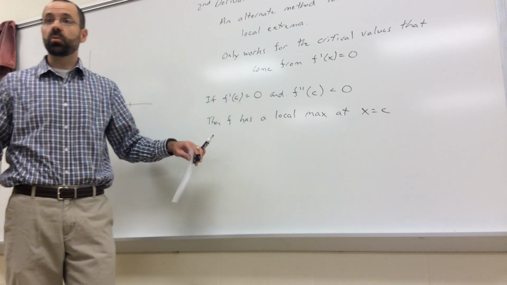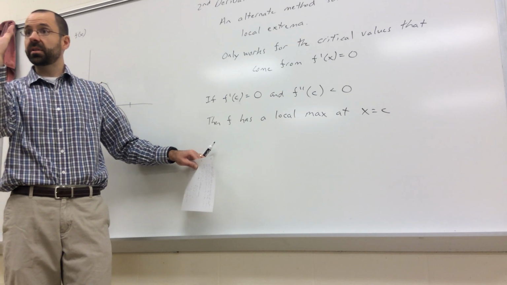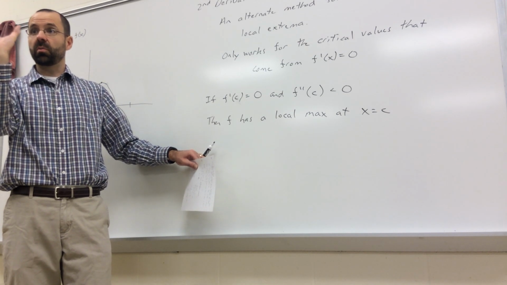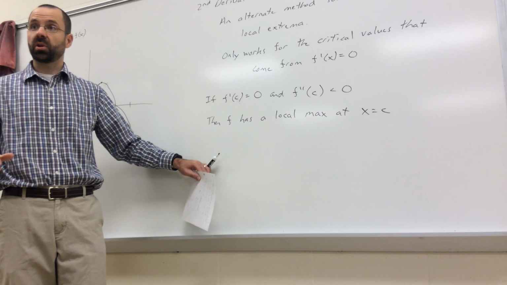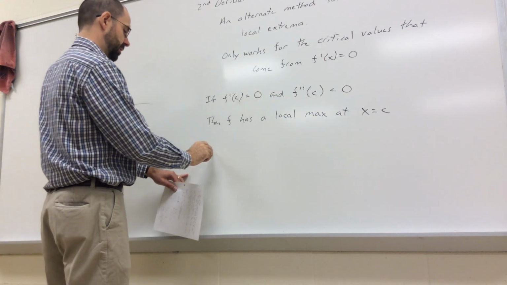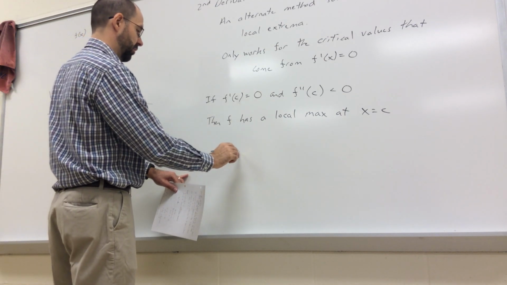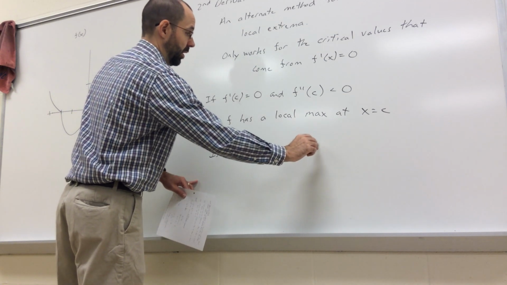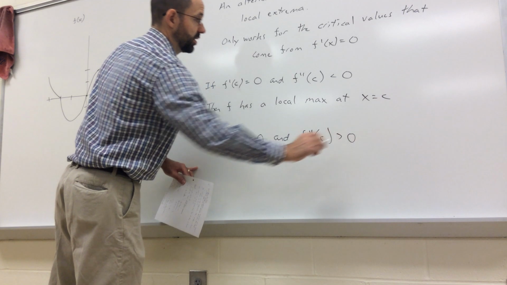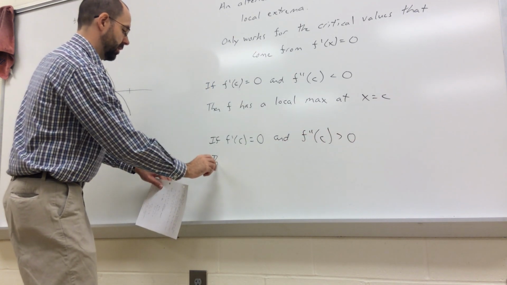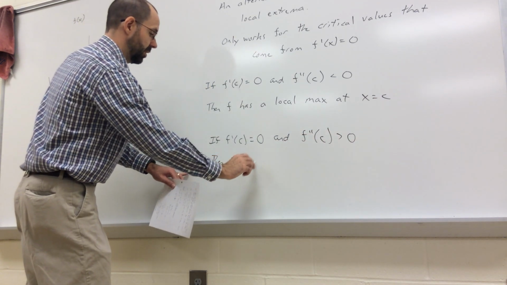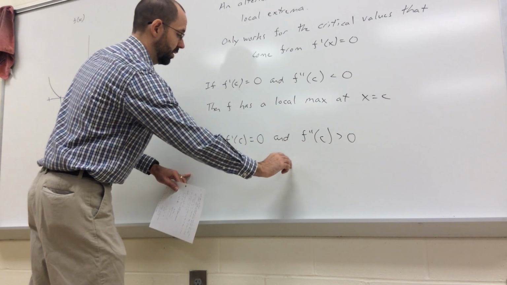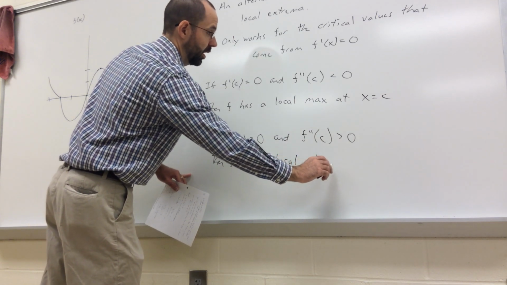On the other hand, if the slope was 0 and it was concave up, then it would be a local min, right? So that's the second part of the second derivative test. If f prime is 0 and f double prime is positive, then f has a local min at x equals c.